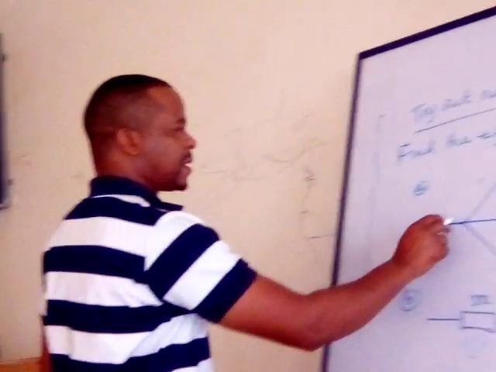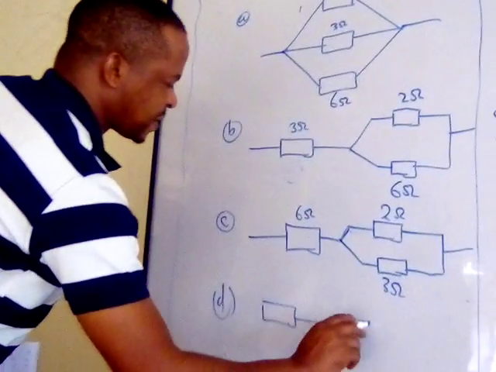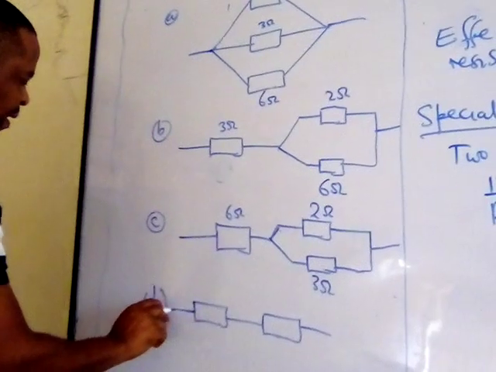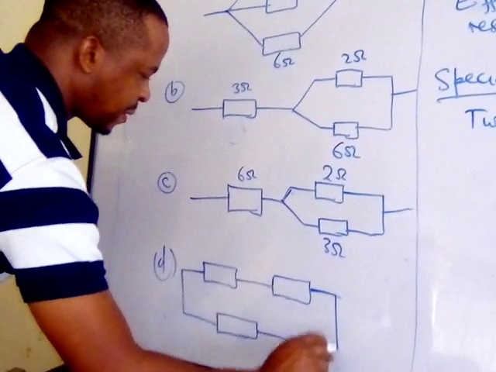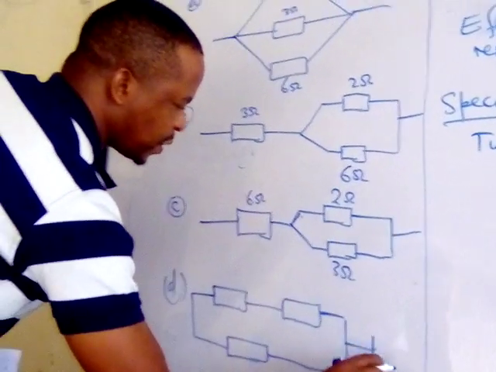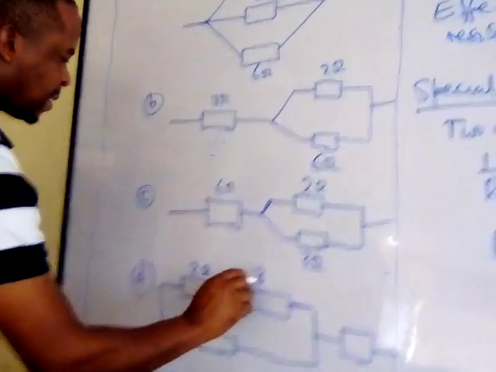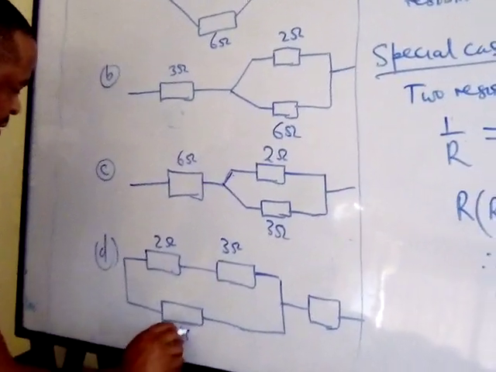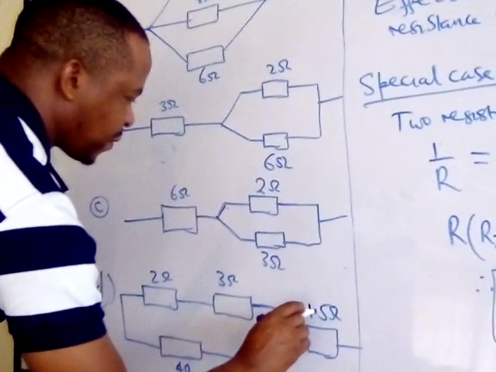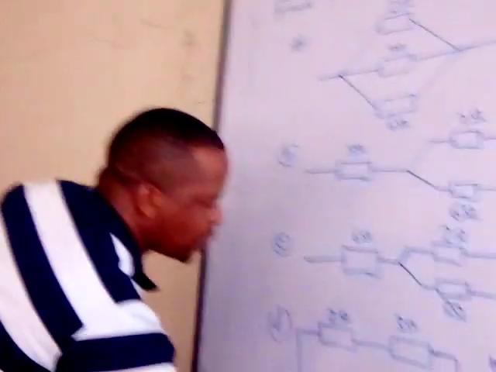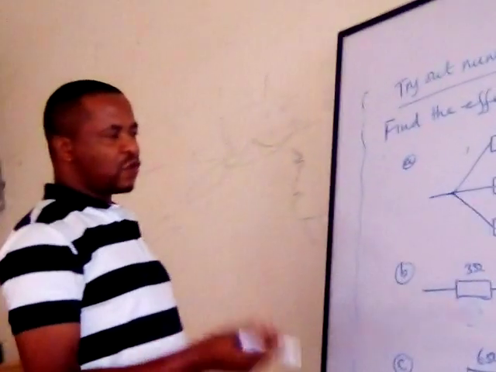You can try out these numbers, and lastly, you can have another set of resistors, and these ones joined together with another pair here, and a combination joined with another resistor here, and we can have a 2 ohm resistor, a 3 ohm resistor, and a 4 ohm resistor joined with a 1.5 ohm resistor. I want to interest you to try out those numbers basing on a few techniques we have looked at. I'm sure you will not regret.